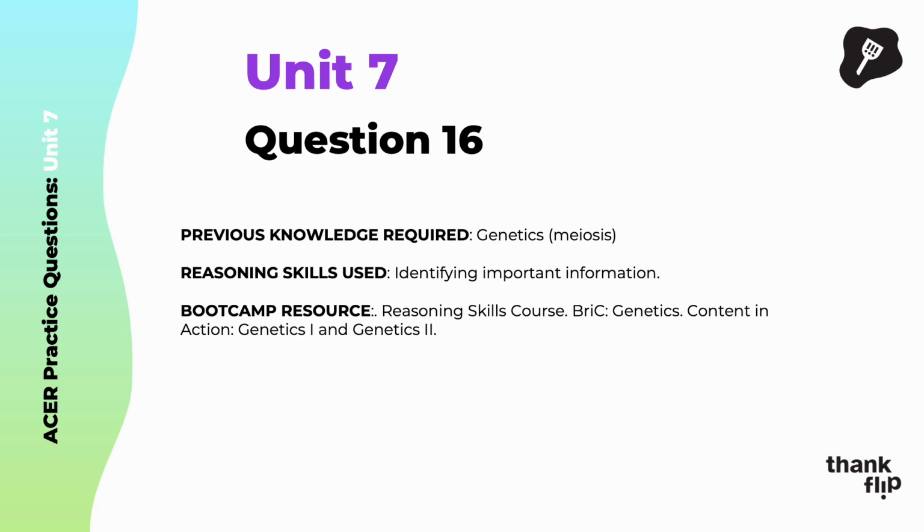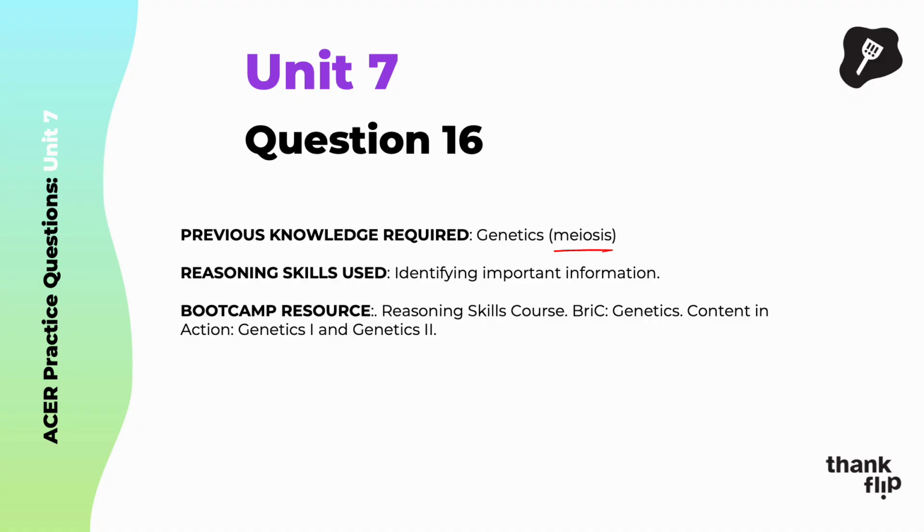So for this question, it is helpful to know your genetics, so to know your meiosis and the law of independent assortment, because that would help you really quickly pick out B as the correct option. The reasoning skills used are identifying important information, as well as the process of elimination if you weren't too confident with your genetics. You had to recognize the important information here was the fact that it's independently inherited. So on the screen, I put it there because I already picked it out as important information.